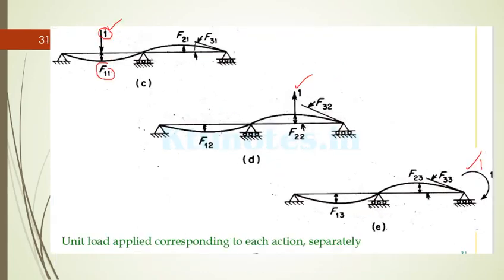So when you apply a unit load in the place of 1, F11 will be the flexibility coefficient, which is the displacement at point 1 due to the force applied at 1. F21 is the displacement at point 2 due to the force at the first position. F31 is the displacement at 3 due to the force at the first position. Similarly, apply the one load.